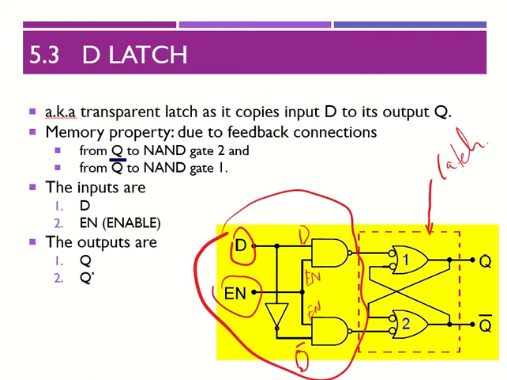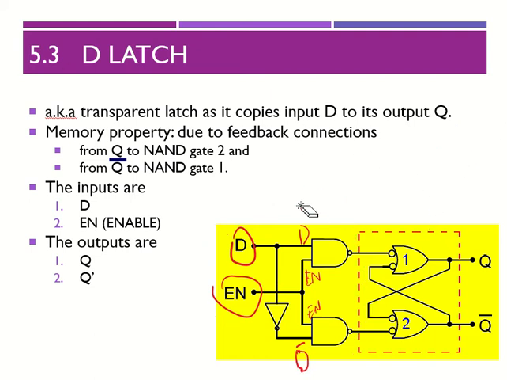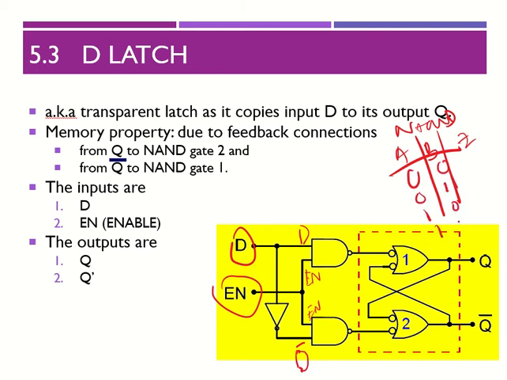If you look back at your NAND gate, you have inputs A, B and output Z. You have 0 0, 0 1, 1 0, and 1 1. In your NAND gate, when you have 0 0, the output is going to be 1. 0 1 is also 1. 1 0 is 1, and 1 1 is 0.